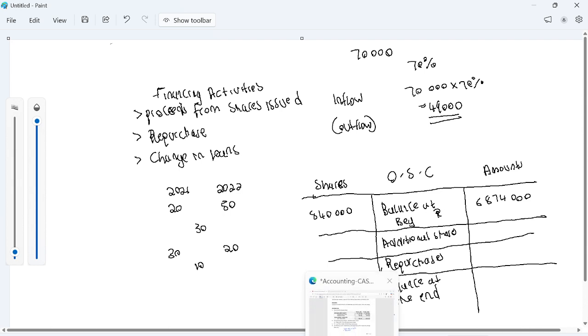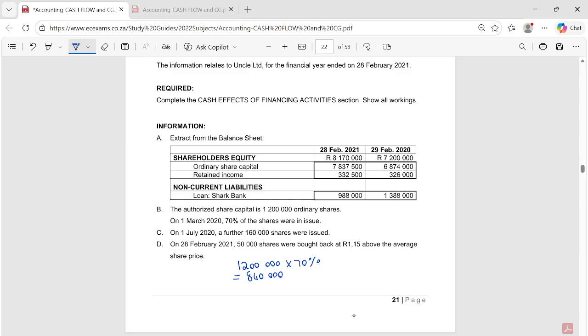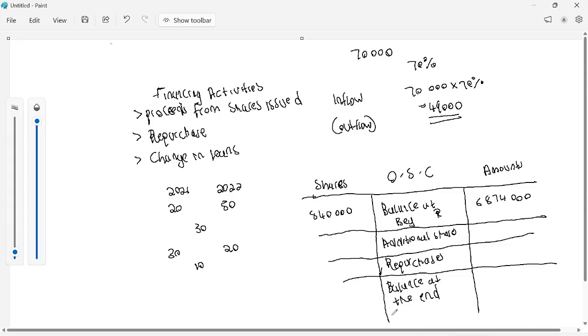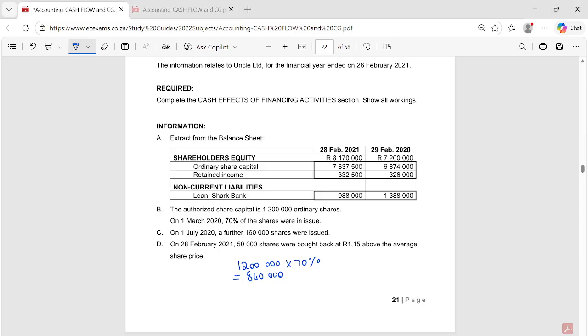And then they're saying that on 1 July, during the year, 160,000 shares were issued. At what price? They did not give me the price. So if they don't give you prices, it means somewhere they are balancing figures. Let's go to another piece of information. They're saying on 28 February 2021, 50,000 shares were bought back at what?